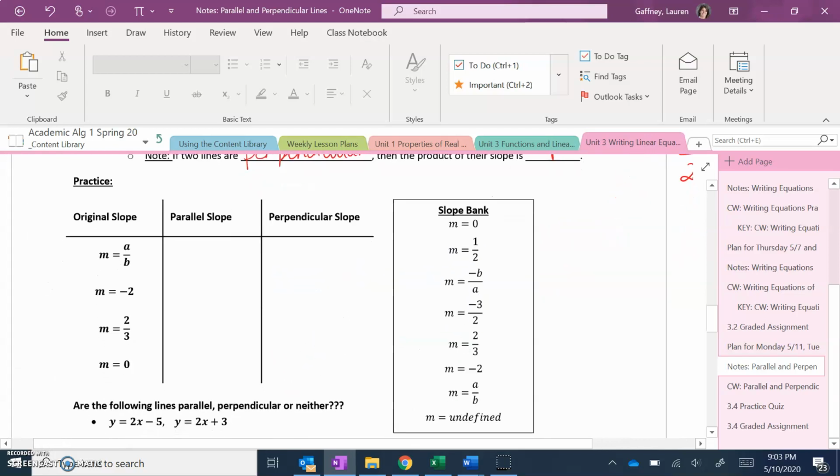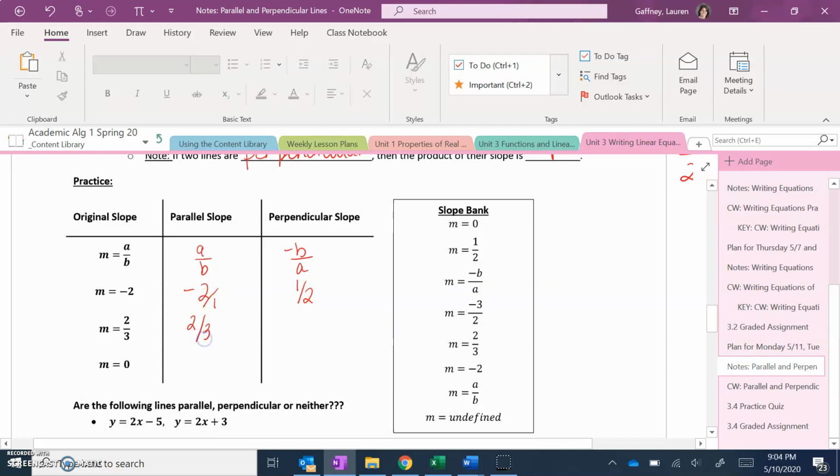Okay, so if the slope is a over b, the parallel slope would be a over b. The perpendicular slope would be negative b over a. So change the sign, and flip the fraction. So here, if my m is -2, the parallel slope is -2. The perpendicular, flip it to positive, and technically this is 2 over 1, so make it a positive 1 over 2.